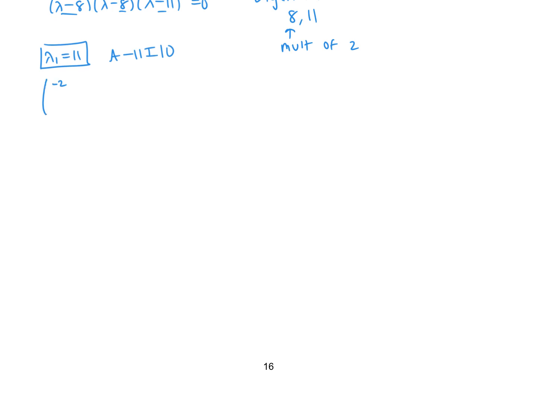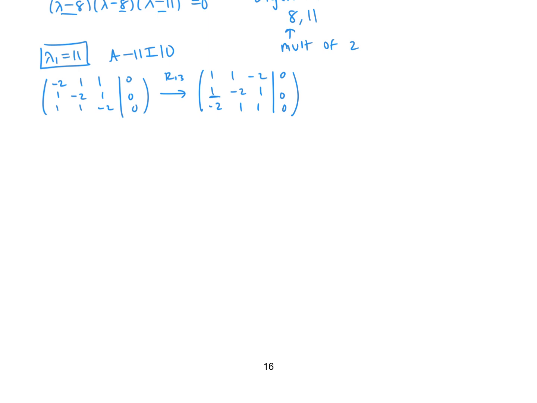So that gives me negative 2, 1, 1. 1, negative 2, 1, 1, 1, negative 2, augmented with 0, 0, 0. Of course, first thing I'm going to do is switch rows 1 and 3. So I have 1, 1, negative 2, 1, negative 2, 1, negative 2, 1, 1, augmented with zeros.